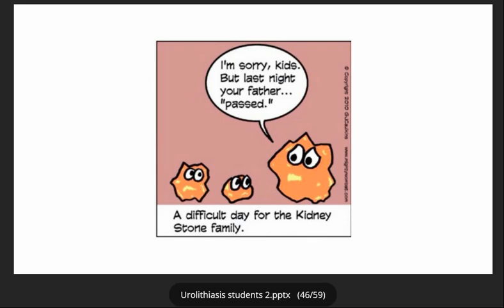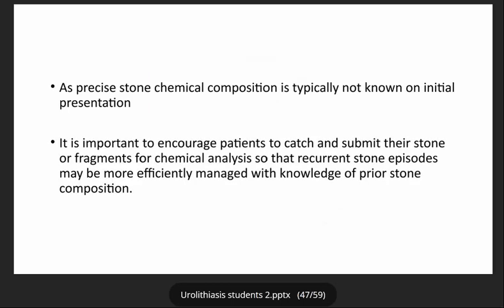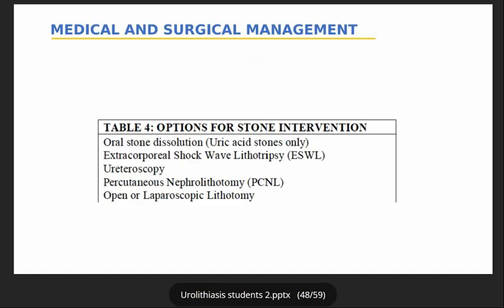And also you can do metabolic analysis of the stone. So if it's calcium oxalate, you know the patient has a problem in the calcium. If uric acid, you know the patient has a problem in the uric acid. So you have to test the patient for uric acid in the blood and uric acid in the urine, and that's it. So we mentioned that.